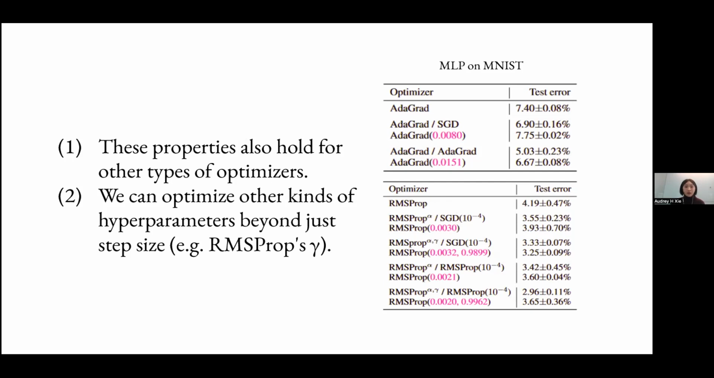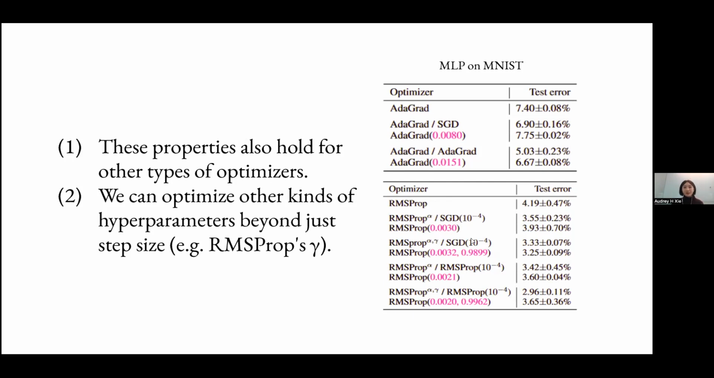Furthermore, we can optimize other kinds of hyperparameters beyond just the step size, such as the gamma hyperparameter in RMSprop, and being able to adjust both of these hyperparameters at once reduces the test error over simply adjusting the learning rate. So the comparison is this line and this line, from 3.55 test error to 3.33.